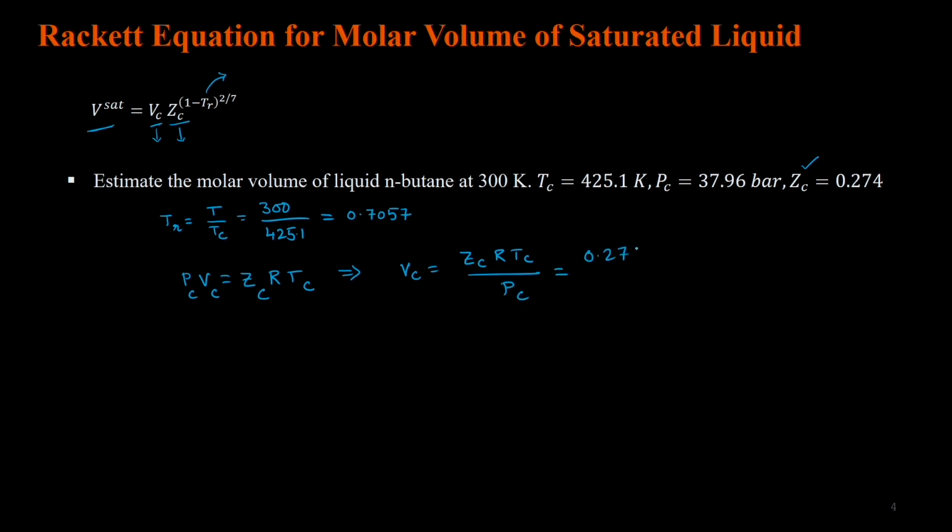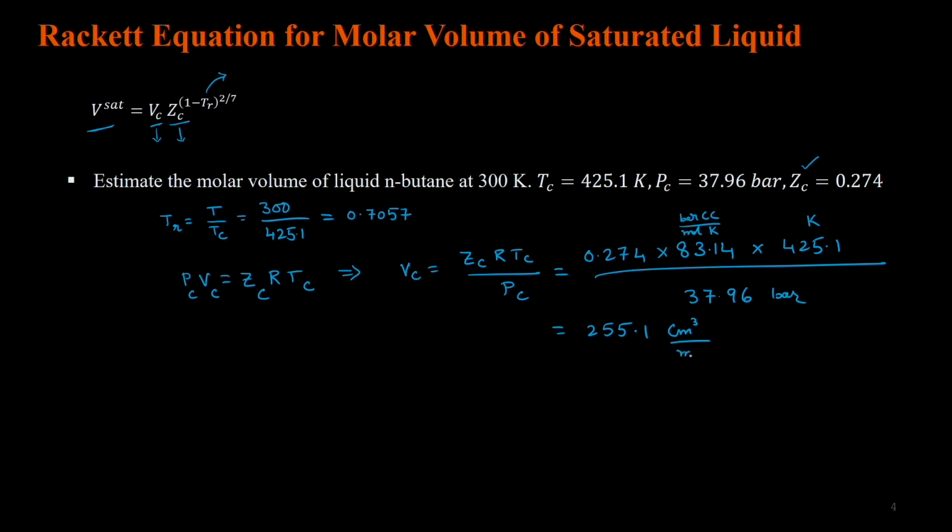I have a value for Z, R is 83.14, in bar cc per mole Kelvin, and the temperature is 425.1 Kelvin, over Pc, the critical pressure, 37.96 bar. So if I do this calculation, I end up with a value for Vc. In this case, this value of Vc turns out to be 255.1 cubic centimeters per mole.